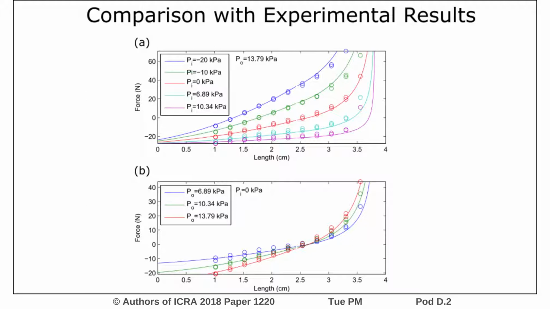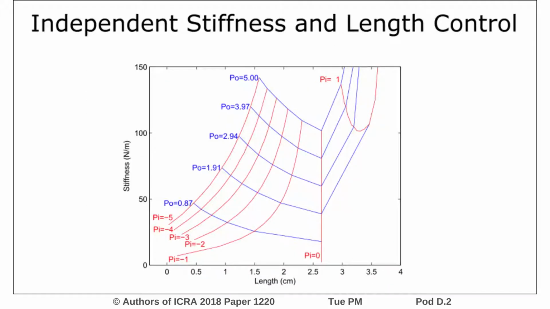with reasonable accuracy. This plot shows no load length on the horizontal axis and actuator stiffness on the vertical axis. The contours of constant inner and outer pressure show that it is possible to independently change actuator length and stiffness. This plot also allows quantification of achievable stiffnesses given certain pressure limits.